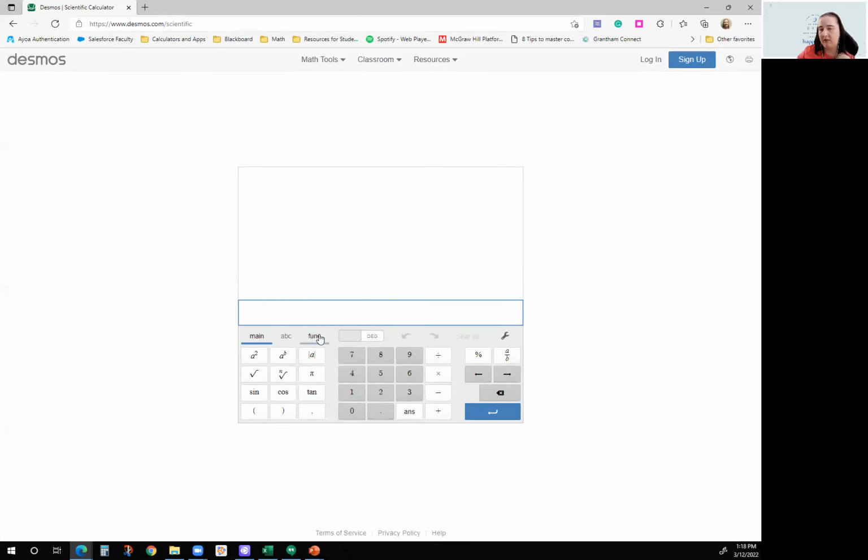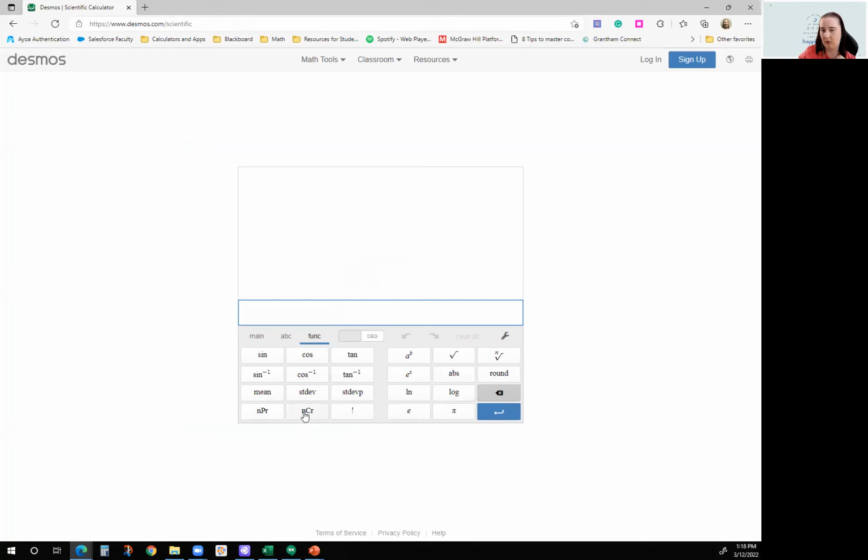And you can find these under the function button here. It gives us a parenthesis. You're going to basically put them in with commas. So you put in n first, and then you put in your r, and that gives you your number.